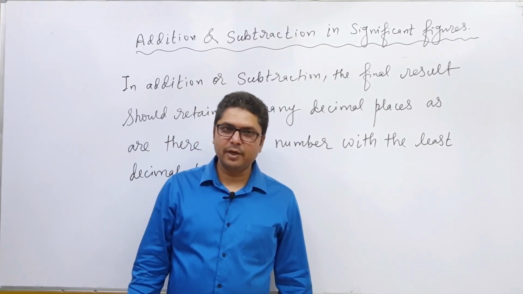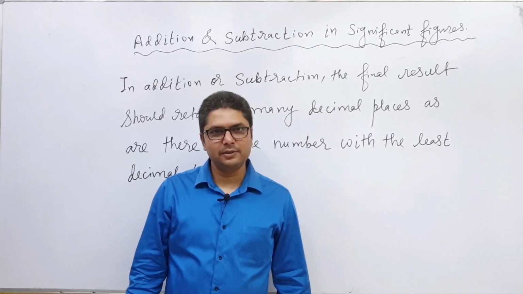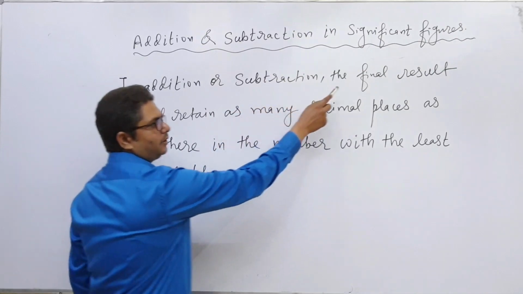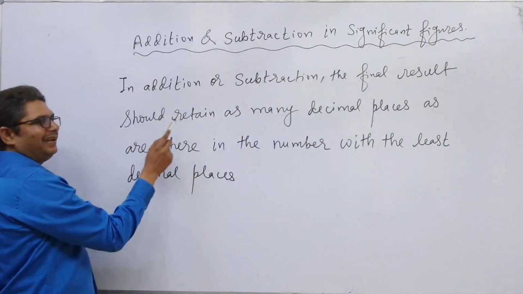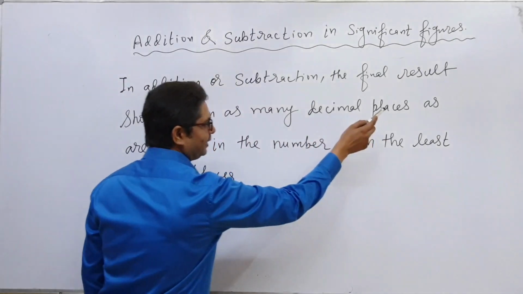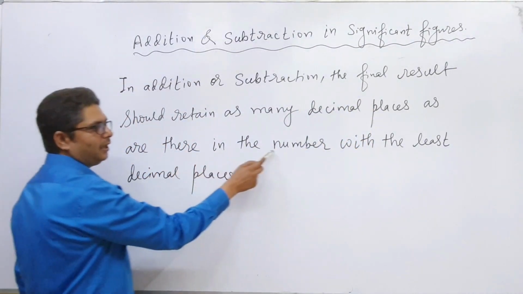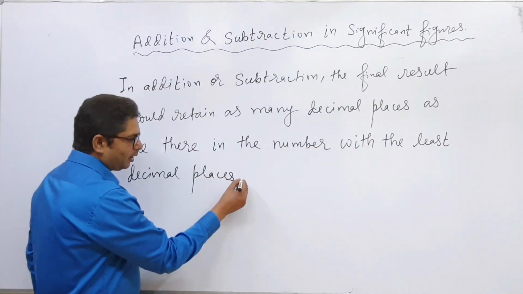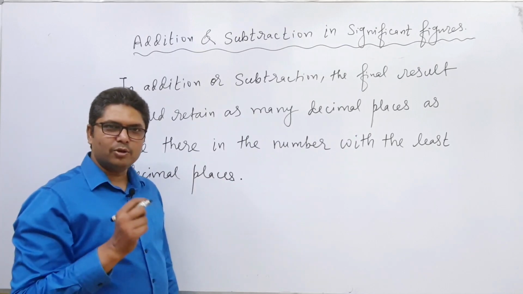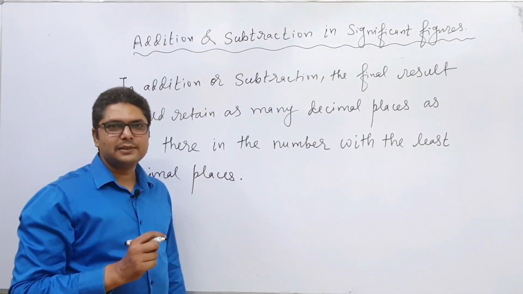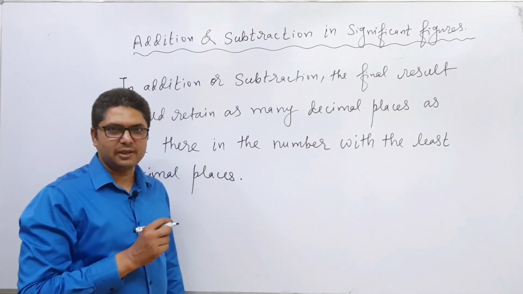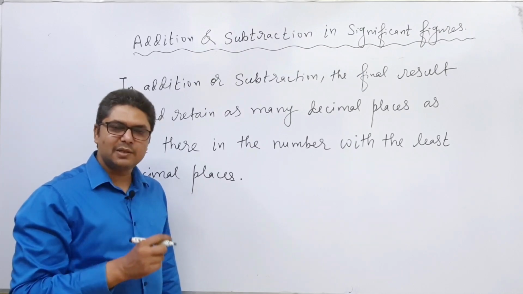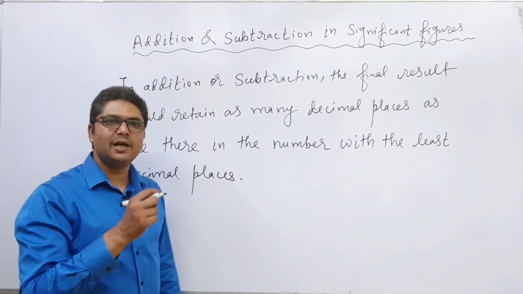Now the second arithmetic operation is addition and subtraction. In addition or subtraction, the final result should have as many decimal places as are there in the number with the least decimal places. This means that if you have to add or subtract two numbers, then in this case do not see the significant figures. See the least decimal place and write the answer in the least decimal place as it is given in the question.